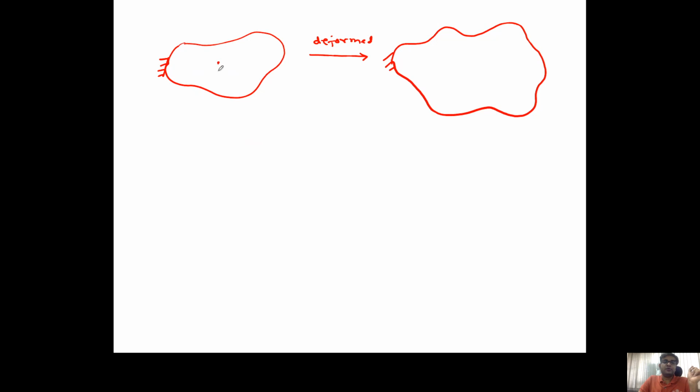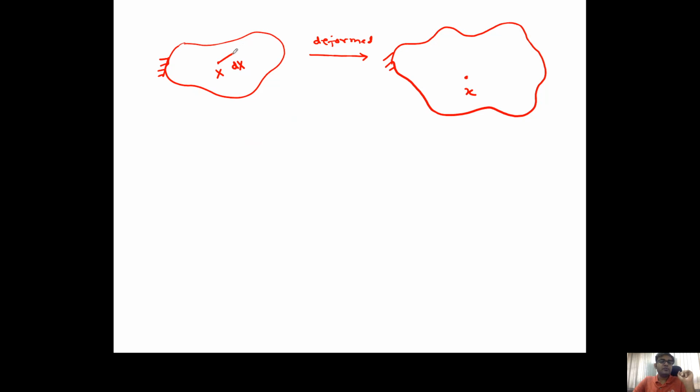So let us say this is my coordinate. So this is my x. And then let us say this is my line element. So this is going to be dX, right? Now once it gets deformed, this point X is now shifted here. And that point I will call small x.